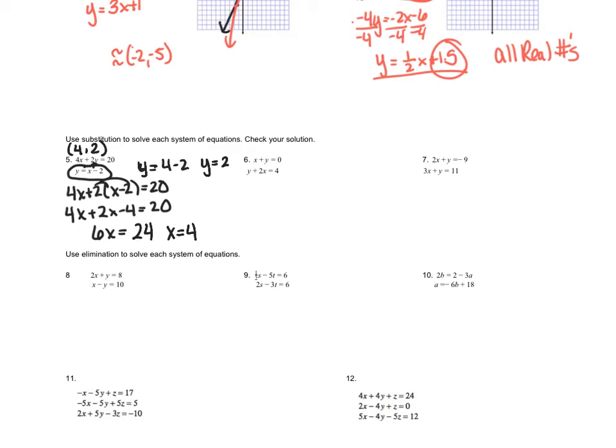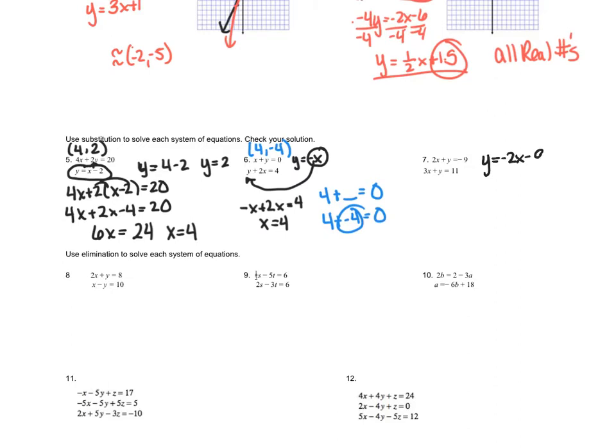All right, so for the second equation, we want to go ahead and get one equal to y. So I'm going to solve this first one, y equals negative x. So now this is going to go in here. So negative x plus 2x equals 4. So x equals 4. Now that we know that x equals 4, y is going to be 4 plus what equals 0. So 4 plus negative 4 equals 0. So negative 4.